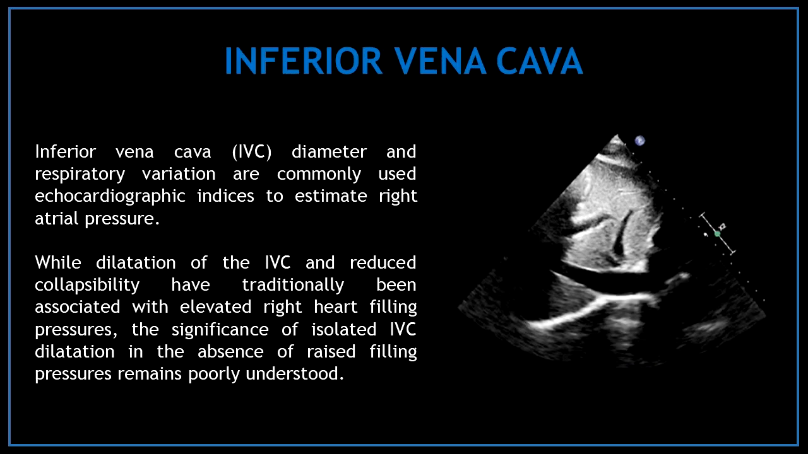The IVC diameter and respiratory variation are commonly used echocardiographic indices to estimate right atrial pressure. While dilatation of the inferior vena cava and reduced collapsibility have traditionally been associated with elevated right heart filling pressures, the significance of isolated IVC dilatation in the absence of raised filling pressures remains poorly understood.